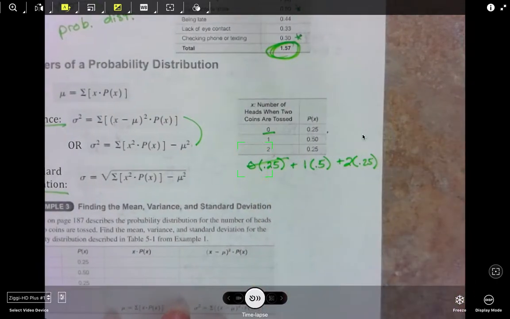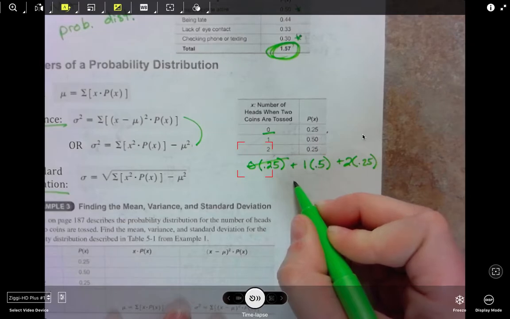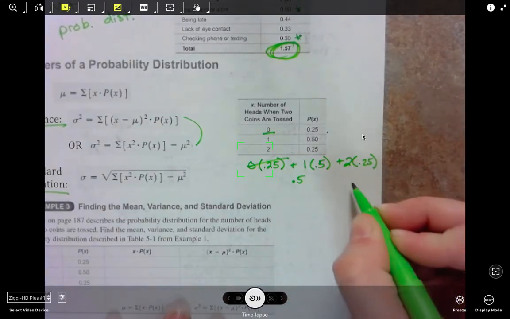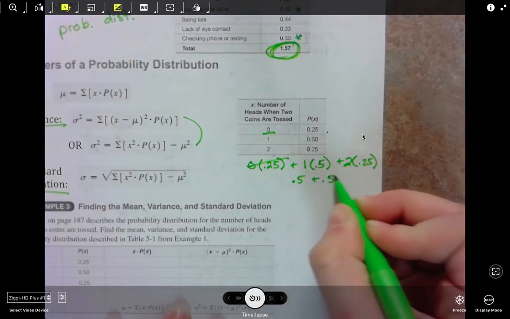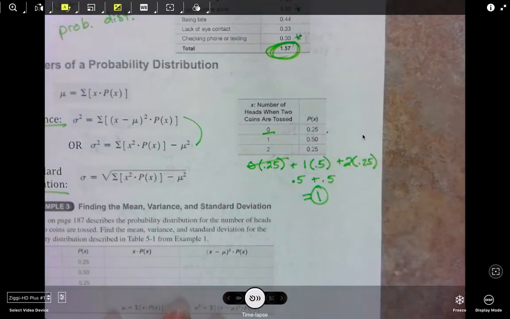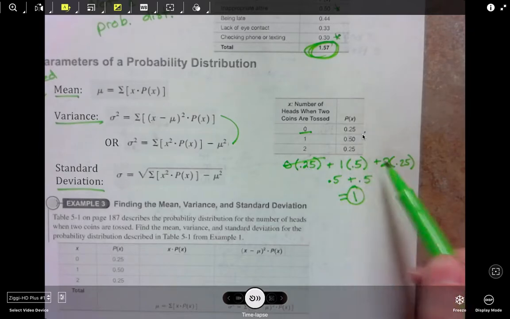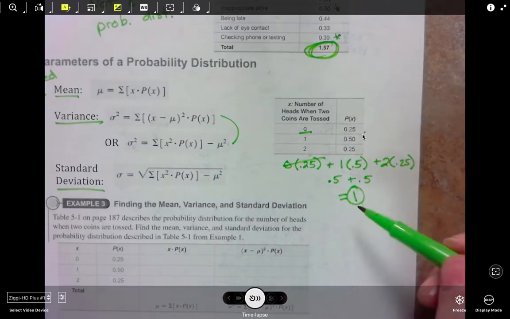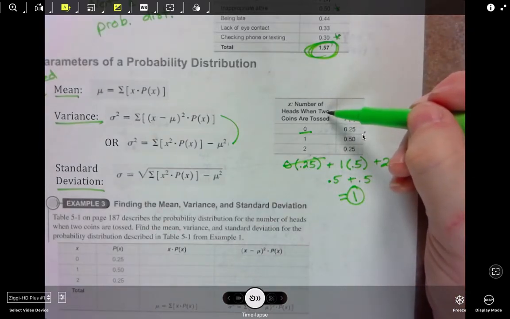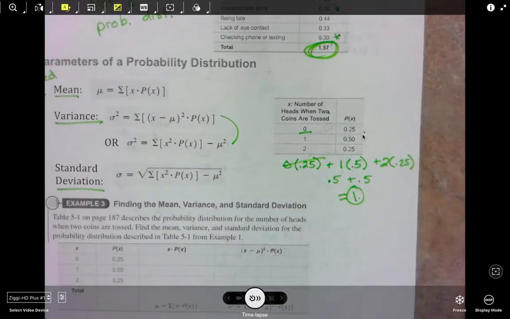0 times 0.25 is going to go away. 1 times 0.5 is just 0.5. And 2 times 0.25 is another 0.5. If you add those up, that ends up being 1. Okay? Your expected value or your average, you would expect that if you toss two coins, you would end up with one head. Okay? That's what you would expect to have happen.